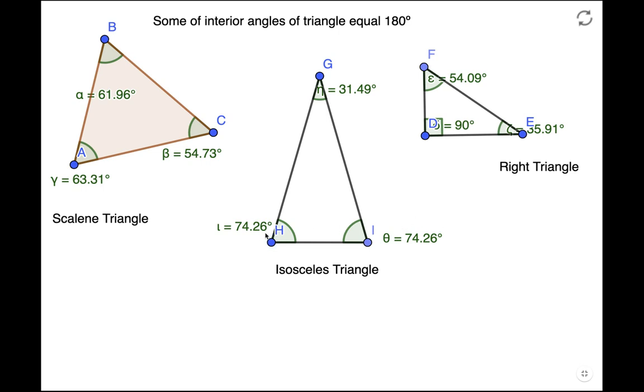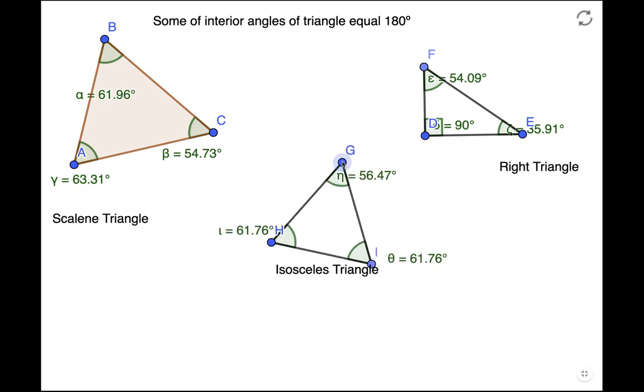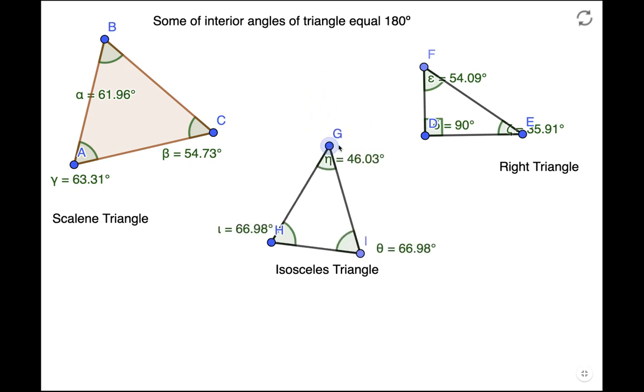So if I said this bottom angle was 74.26, then the other angle would be 74.26. We add those two together, subtract that from 180, we get the third angle of 31.49. Or we might be given, if I make this different looking, the top angle up here, the 46.03, and not either of the two congruent.